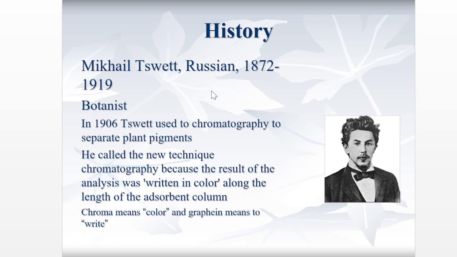Mikhail Tswett, a Russian botanist, in 1906 used chromatography to separate plants' pigments. He called the new technique chromatography because the result of analysis was written in color along the length of the adsorbent column. The basic meaning of chromatography is: chroma means color and graphein means to write.